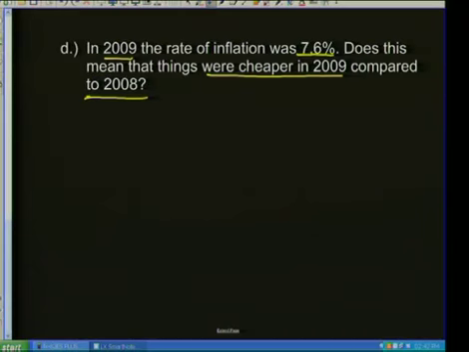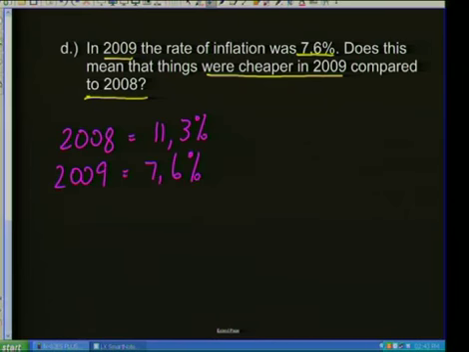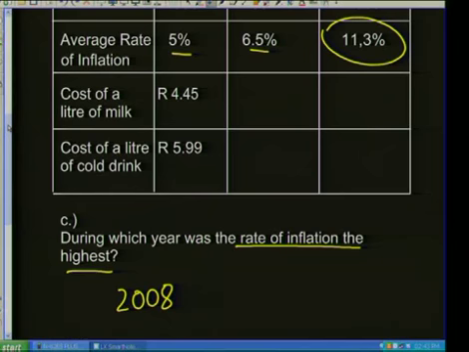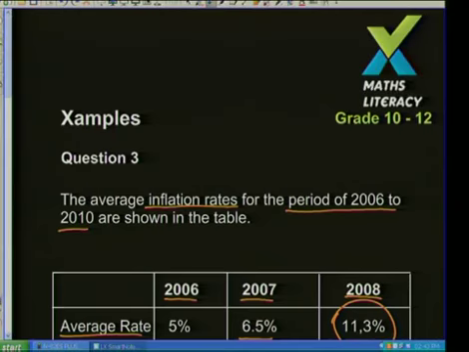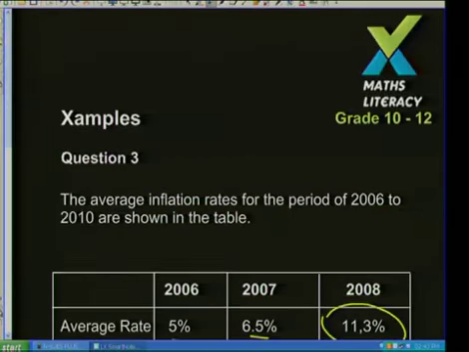So let me show you what we are seeing. We are seeing that in 2008, the inflation was 11.3%. In 2009, the inflation was 7.6%. So our inflation rate went down. But remember, we are working out year by year. So what happens if I go back to my milk? What was the cost of milk? I just want to write that last number in, 5.28.